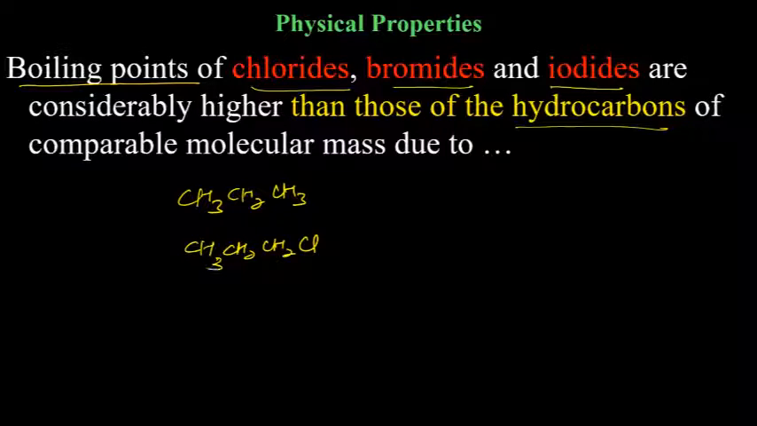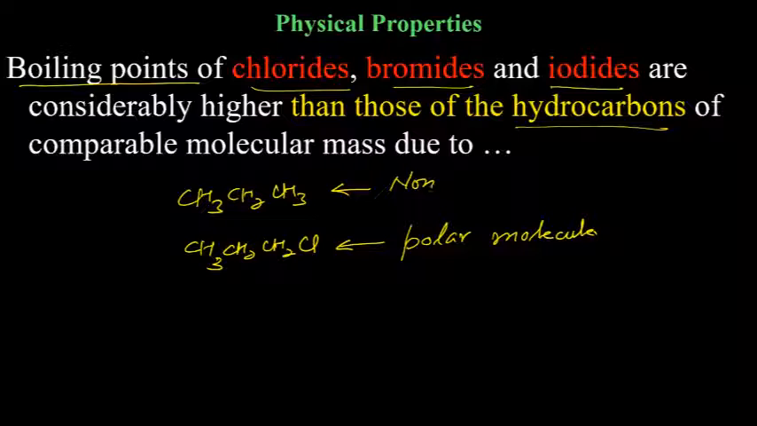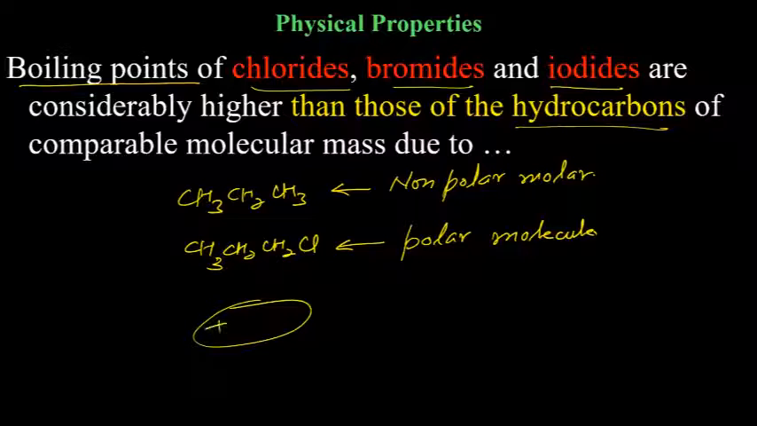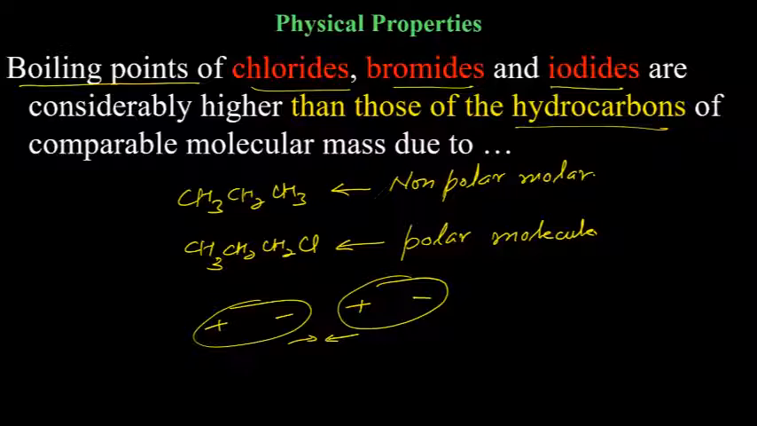The reason is this is a polar molecule now, while it was a non-polar molecule when it was a hydrocarbon. So obviously the force of attraction will be less amongst those molecules. Polar molecules, plus and minus, will attract each other with greater force. So that's why the boiling point will be greater for chlorides, bromides, iodides as compared to hydrocarbons of comparable molecular masses. Means there should not be much difference in their molecular masses. Molecular masses should be the same.